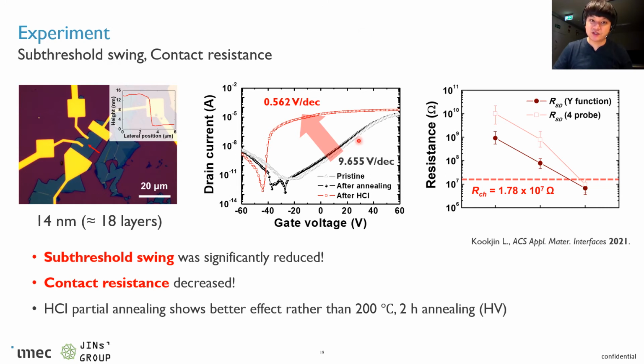after hot carrier injection, which I call the partial thermal annealing effect, the device was highly improved, dramatically, with a 0.562 volts per decade of subthreshold swing. And also the extracted contact resistance was highly improved after the partial thermal treatment, rather than the high vacuum annealing that we treated before the partial thermal treatment.